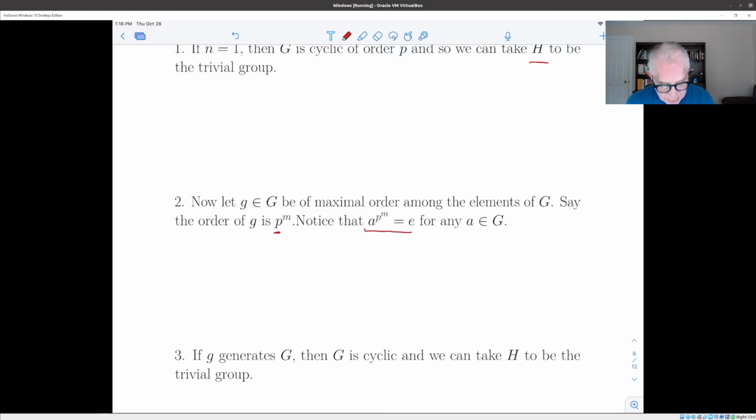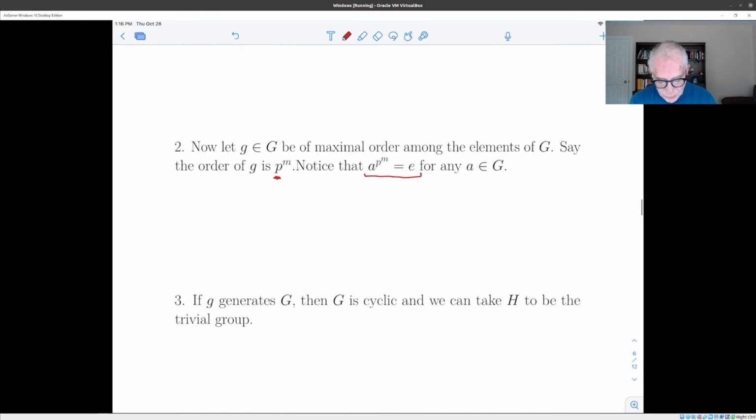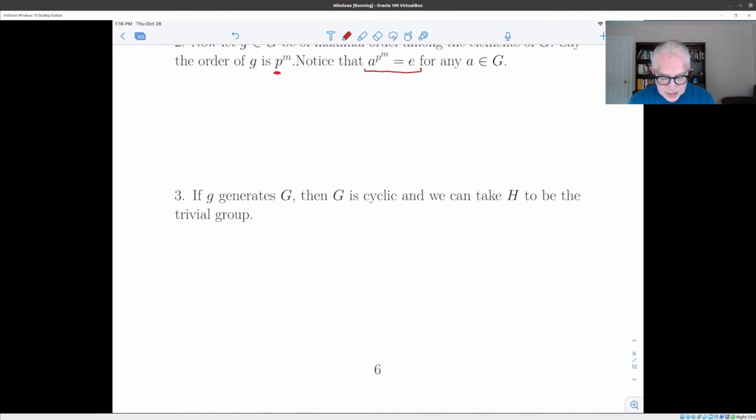One thing to observe is, because this is the largest possible order, if you take any element of the group and you raise it to this power, you have to get the identity. Because if you didn't get the identity, you could find an element of even bigger order. That's one of the nice things about this maximal order. And once again, if this particular g generates G, then it's cyclic, and we're done.